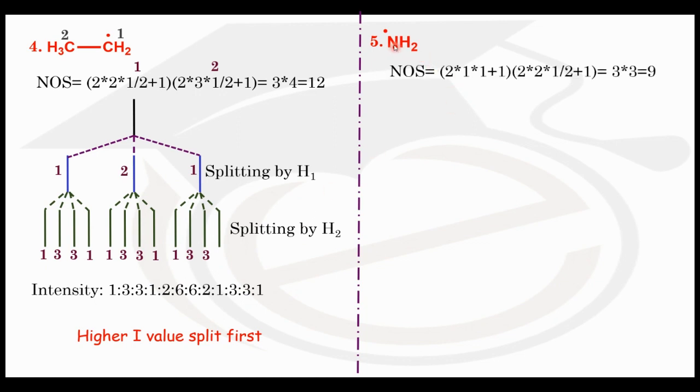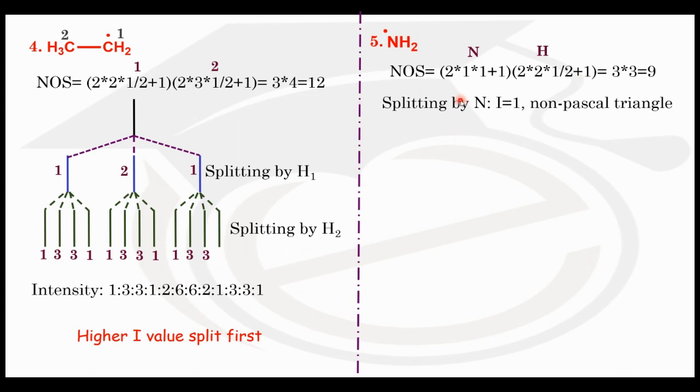Next question, NH2 radical. Here it is ESR active, and it is directly attached to nitrogen. Nitrogen is an active nucleus with a spin of 1, and it is attached to hydrogen also. So the splitting will be caused by both nitrogen and hydrogen. The number of signals will be 2 into 1 plus 1, caused by nitrogen, and 2 into 2 into 1 by 2 plus 1, caused by hydrogen. So overall 9 signals will be there. And how the intensity will be, that we can see.